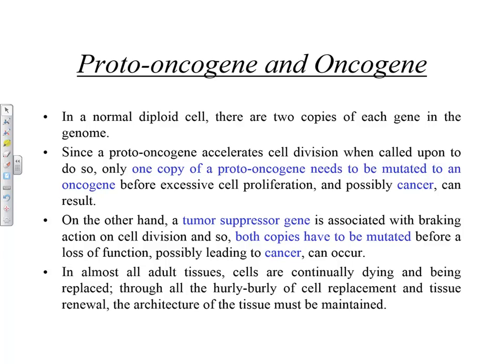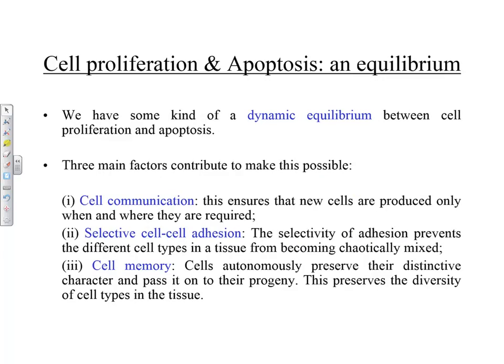Now in almost all adult tissues, cells are continually dying and being replaced. Through all the hurly-burly of cell replacement and tissue renewal, the architecture of the tissue must be maintained. We don't keep on changing our appearance every day, just because a few cells died. Because of apoptosis, we have some kind of a dynamic equilibrium between cell proliferation and apoptosis. Now 3 main factors contribute to make this possible. Number 1, cell communication. The cells communicate with each other. Believe me, cells learned to communicate a lot before we put in all these wireless systems and cell phones. Cell communication ensures that new cells are produced only when and where they are needed.